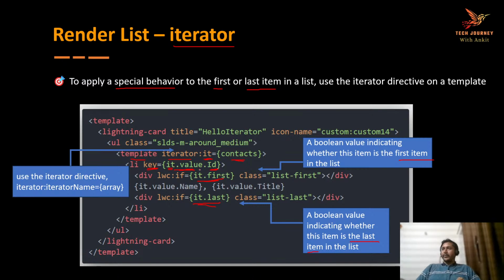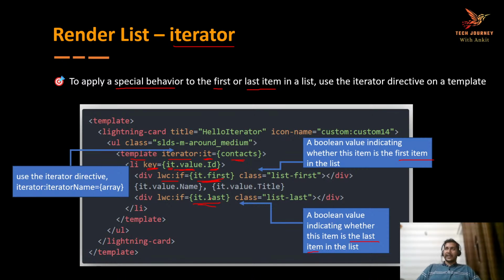Now coming to the next one, it.first. By using it.first in combination with the LWC if, you can identify whether the element that you are iterating is the first element or the last element. You only have these two values for this. You cannot identify any element from the middle. You can only identify the first element and the last element here.